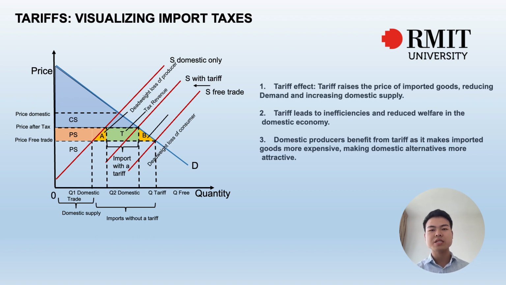The consumer surplus is the area underneath the demand curve above the price, and since the price with the tariff is higher, consumer surplus is now lower because consumers pay higher prices for imported goods. Domestic producers of similar goods might benefit from the tariff because it makes imported goods more expensive, making domestic alternatives more attractive so they can produce more. Therefore, the producer surplus increases because producers can increase their production and sales due to the reduced competition from imports.